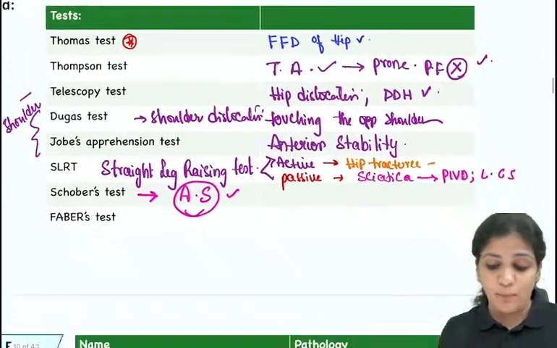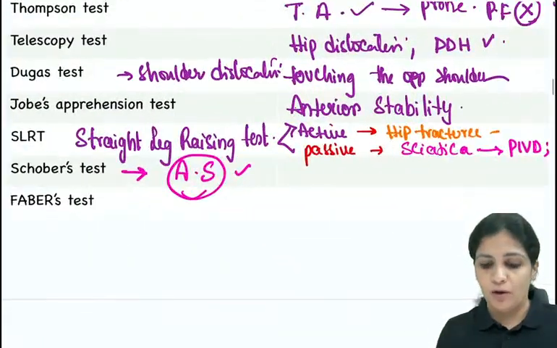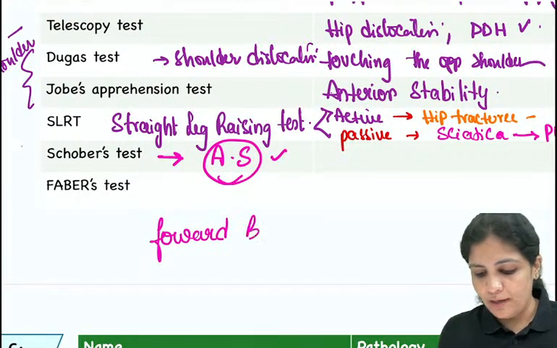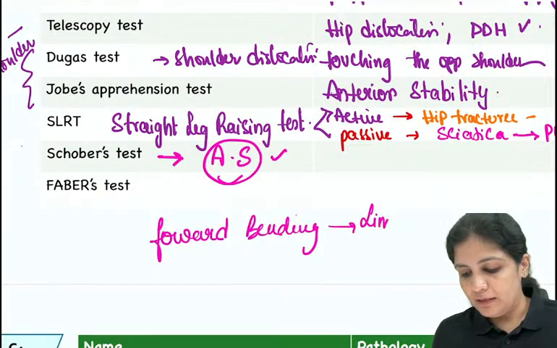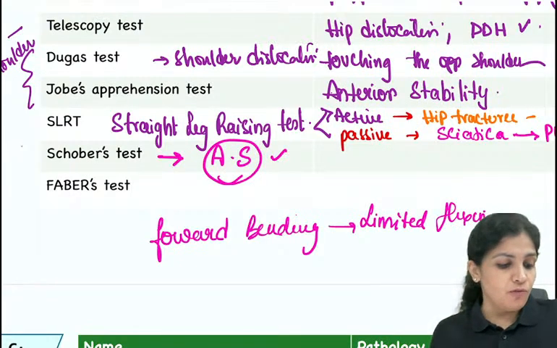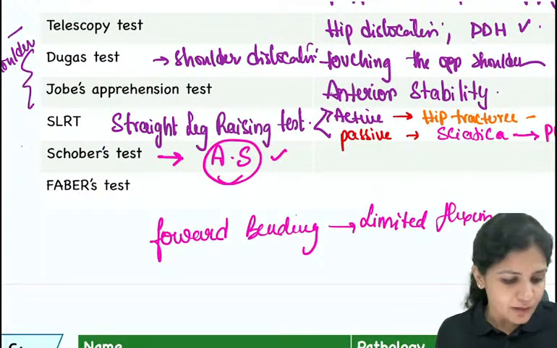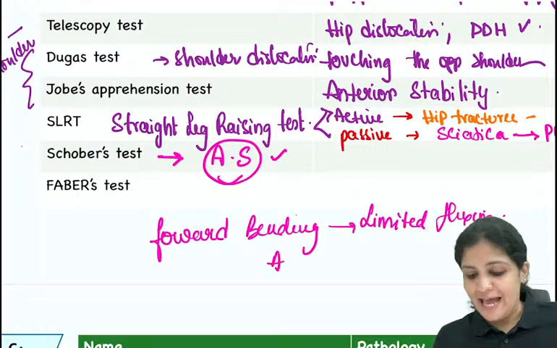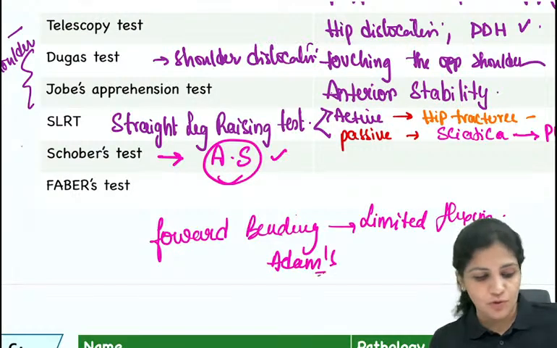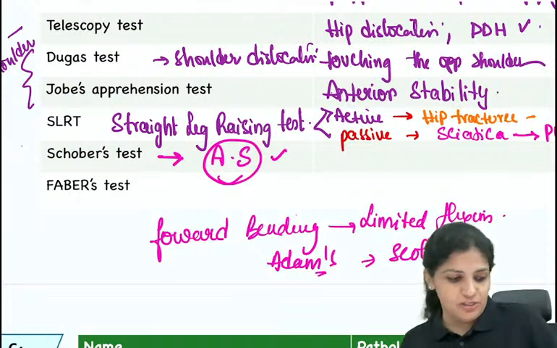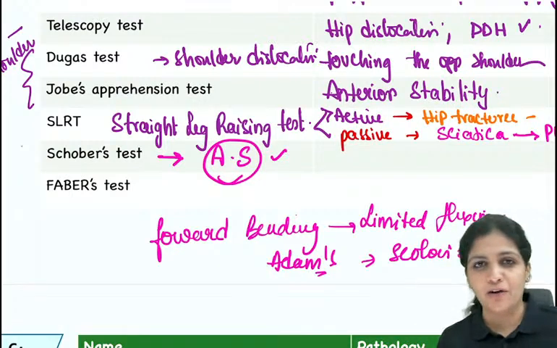Can you tell me one more test where you do forward bending only and identify the condition? Limited flexion is your Schober's test. And one more forward bending test. Come on, Raj and Pratyusha, Sakshi. Yes, very good. It is the Adams forward bending test. So what is it for? Yes, scoliosis. Very good.